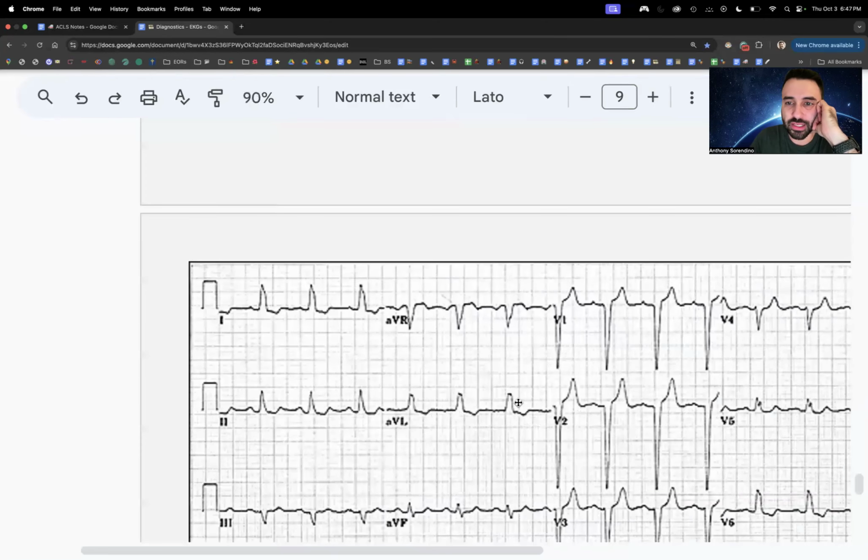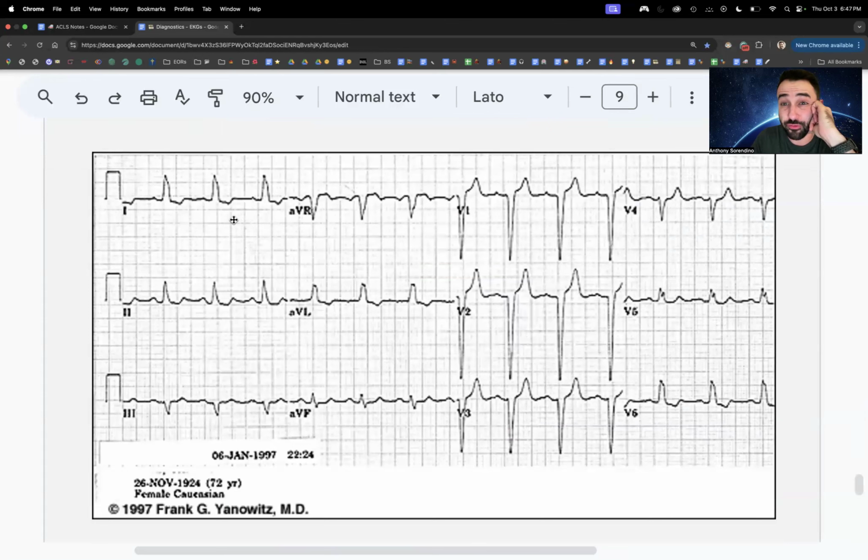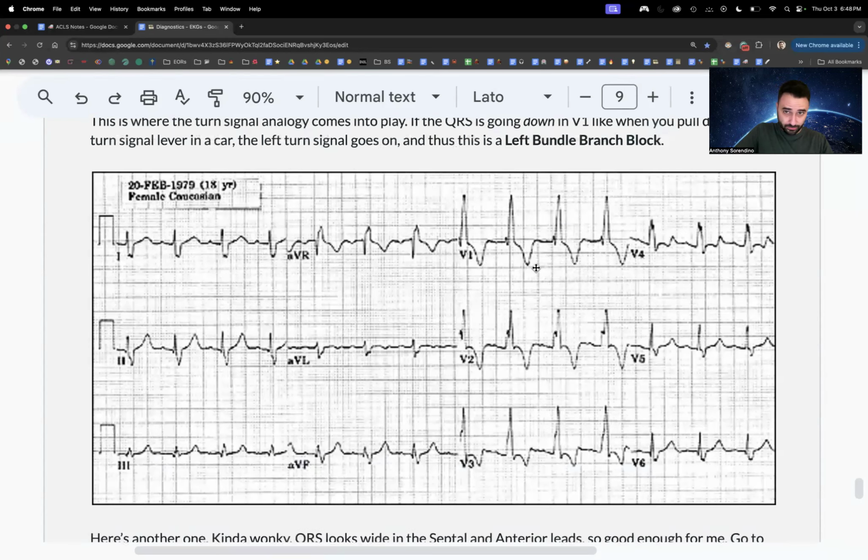Bundle branch blocks, an easy thing to do with these is they have very characteristic shark fin wide QRS complexes. It's not crazy wide like a ventricular rhythm, but when you see it, you see it. Look at these shark fin QRS complexes. All you do is go to V1 and look at the S wave. If it's going down, it's like a turn signal, it's a left bundle branch block. If it's going up, it's a right bundle branch block. So this is a right.